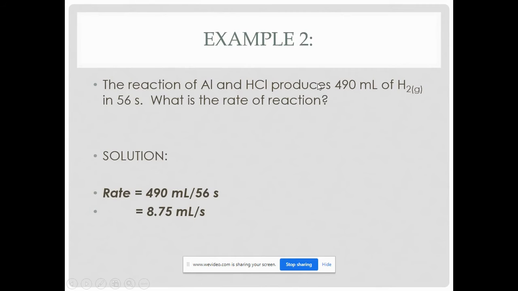So again, you just take how much hydrogen gas is being produced, so you know product is being produced, so it's positive, and we're dividing it by the amount of time that's gone by. So the answer is 8.75 milliliters per second.